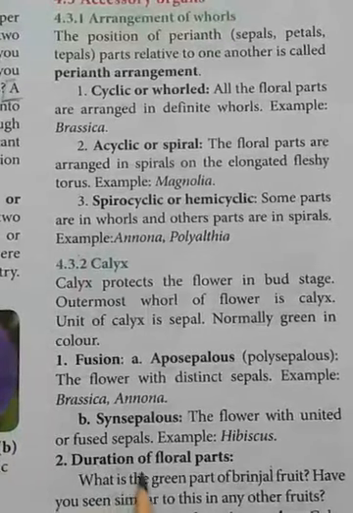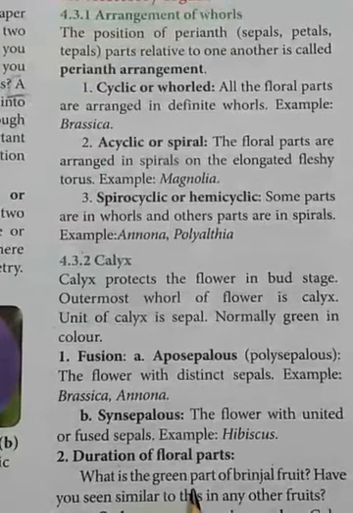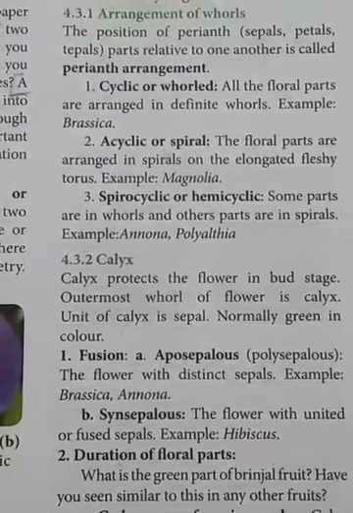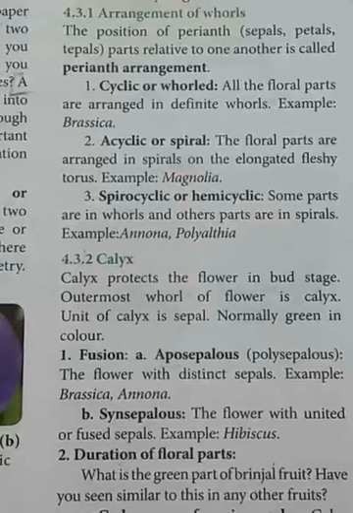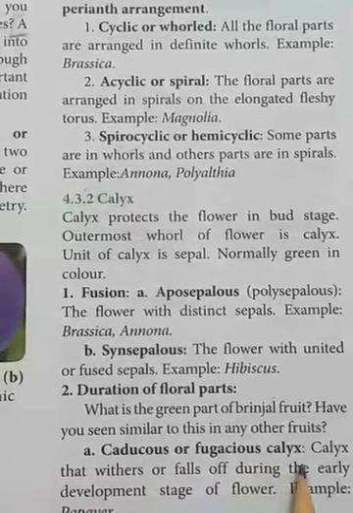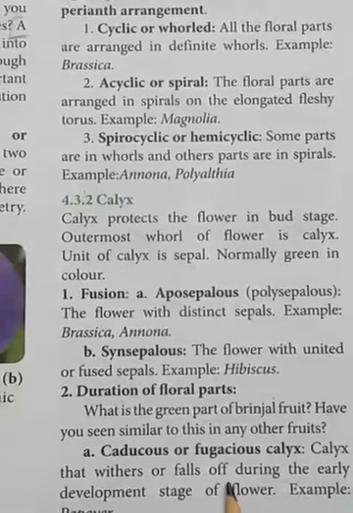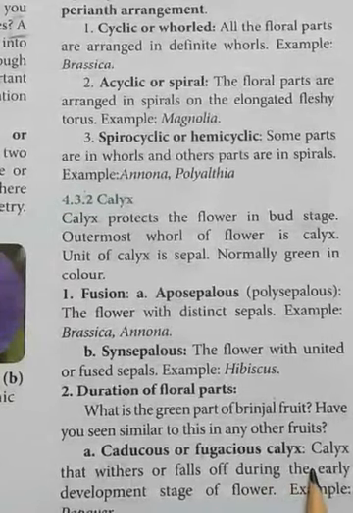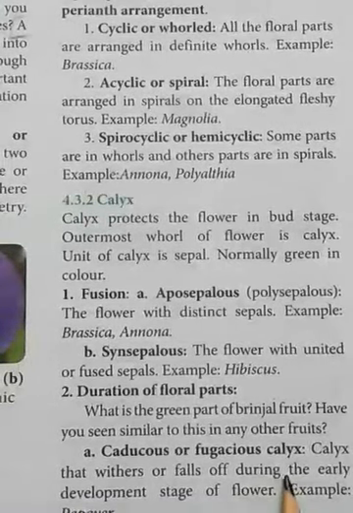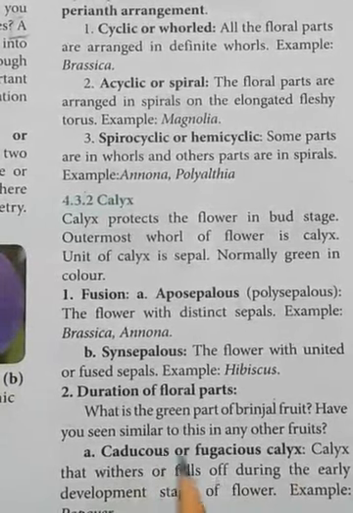So here, based on the duration of the floral parts, how long this calyx is present in the fruit, or during the flower development, opening of the flower, how long this calyx is present, based on that we classify them into four types. First one is the caducous type or fugacious calyx. Calyx that withers or falls off during the early development stage of flower, that is before the flower opens. Okay, fully the flower development is taking place, fully the petals are open, the androecium and gynoecium are fully developed. Before that, when the calyx sheds down, it falls down, then it is called caducous.